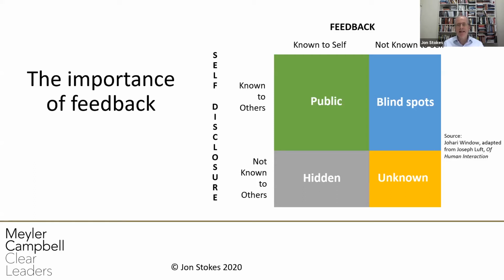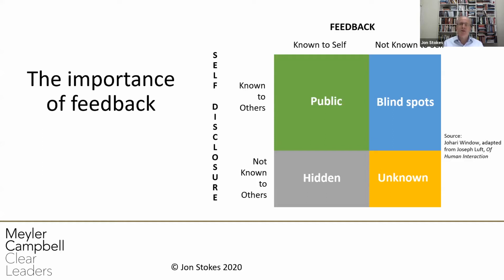Then there is the hidden domain, which is known to you but is not disclosed to others, or so you think. Because actually, as I say, brains copy brains. So this idea that we're not disclosing information about ourselves, or feelings or emotions that we would like to think we're not disclosing, is often a bit of a myth, an illusion.